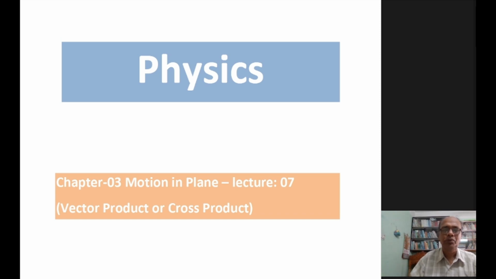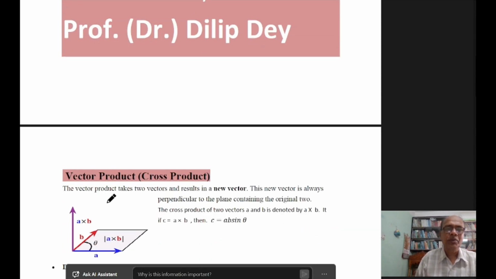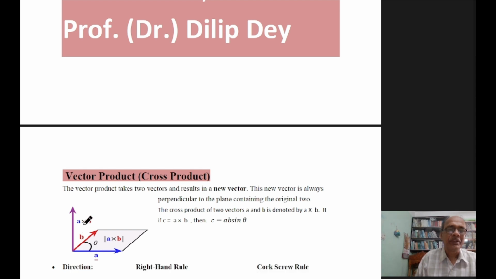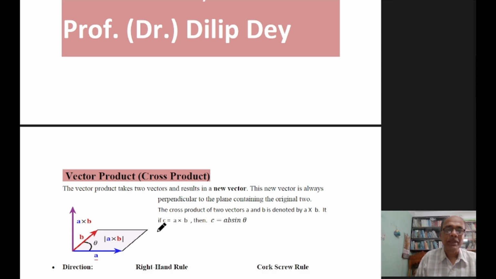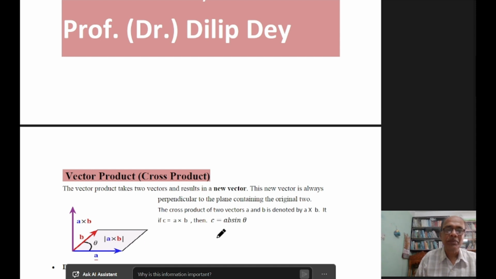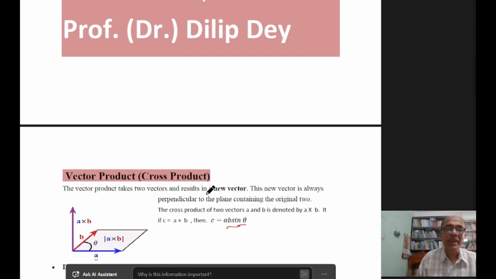Hello students, today we will start the 7th lecture of motion in plane, which is vector product or cross product. The vector product of two vectors, vector A and vector B, is the product of the magnitude of two vectors with the sine of the angle between them. If A and B are two vectors, then the vector product will be C equal to AB sin theta, and this product gives a new vector.